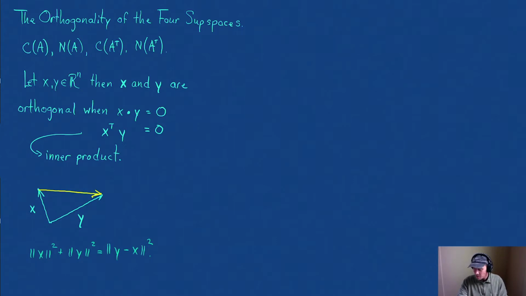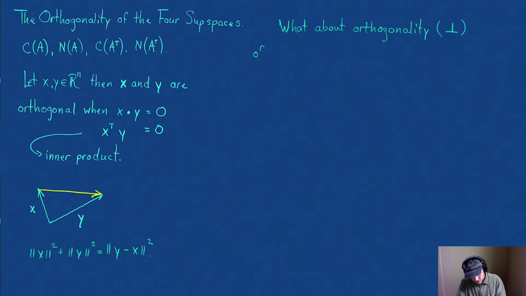But now what we want to do is, what about orthogonality of spaces? Okay, that's a long word to write. So I think for now we're just going to use this upside down T that stands for perpendicular. So what about orthogonality of spaces?